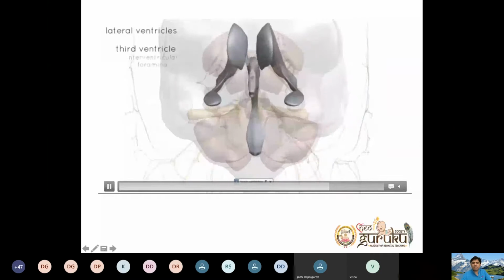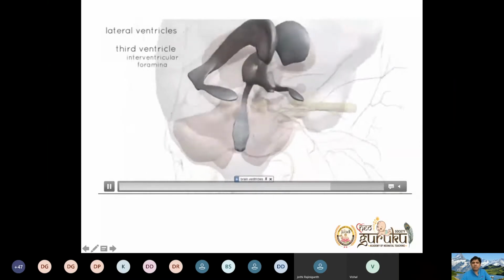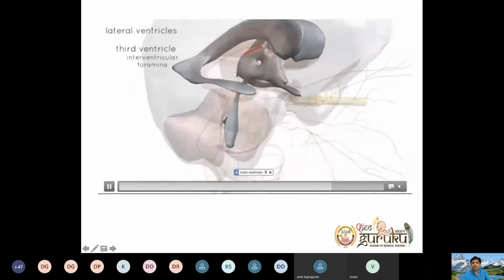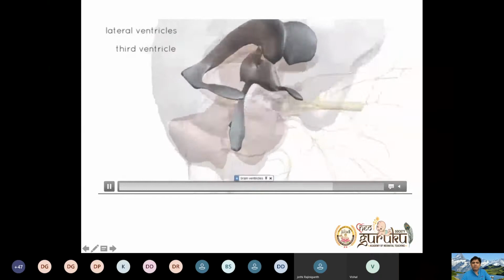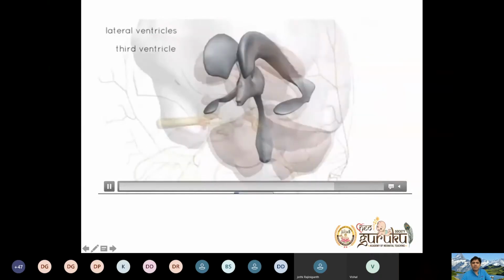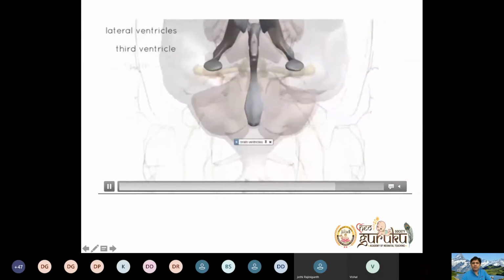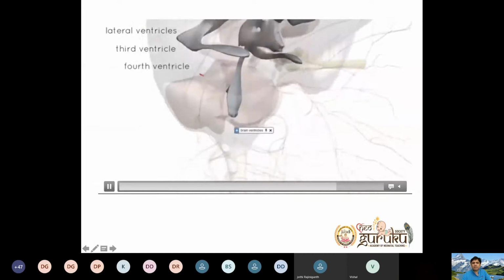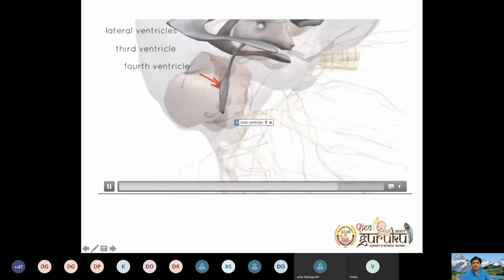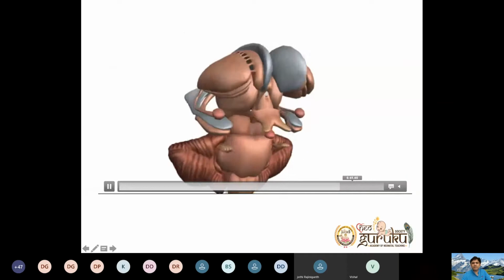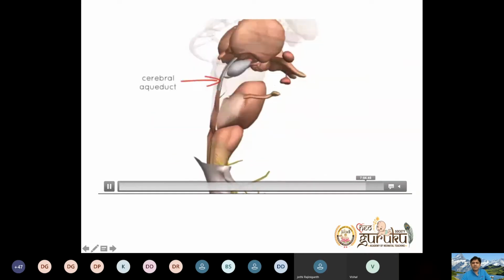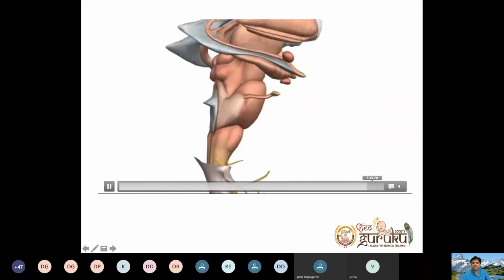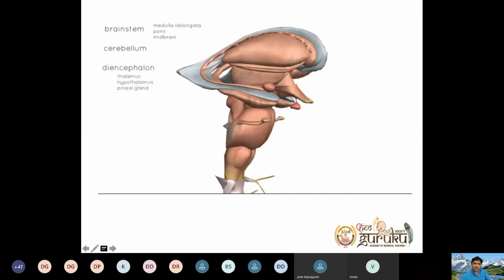This is the ventricular system, how it looks. I've just made the prominence of the ventricles. This is your foramen of Monro. The third ventricle looks like a reindeer, with two horns from the front. And this is your fourth ventricle, and this is your aqueduct of Sylvius. So I think we have made the anatomy very clear. Okay.